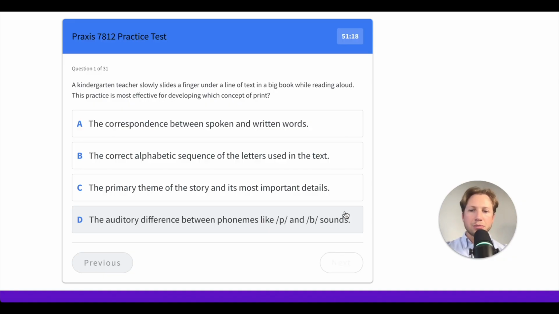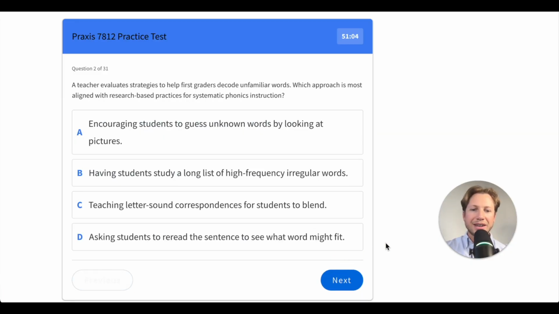All right, so this practice is called tracking print. It's really helpful, and it shows the correspondence between spoken and written words, and I see that as answer option A. So I'm going to go ahead there, click it, and let's click that next button. And here we are with question two.